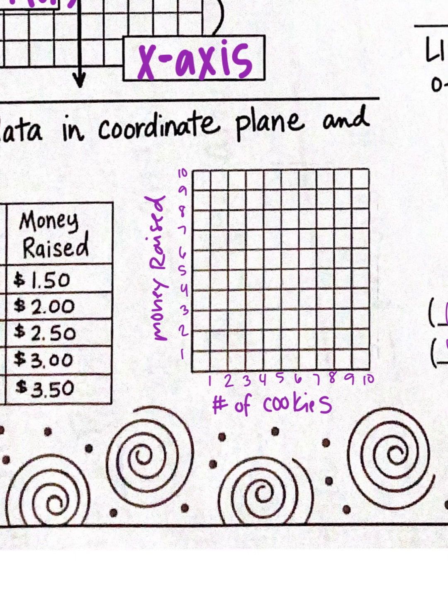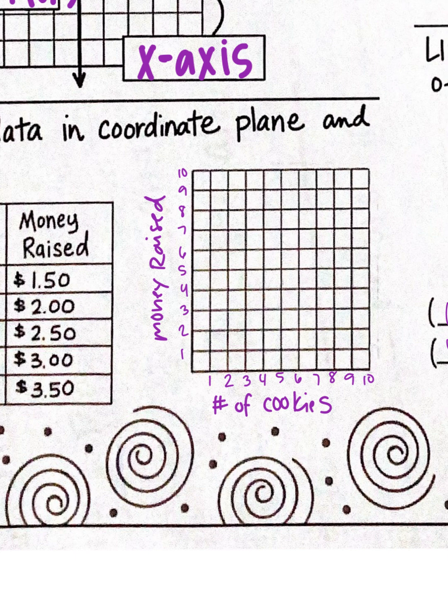So the first piece of information that my table shows me is that I have 3 cookies sold and I raised $1.50. Where do you think the point would go to represent that amount? I'm going to start here at 0, 0. How far over do I go? Go over 5. I'm showing the first one, cookies sold. 3 cookies for $1.50. And up 5.